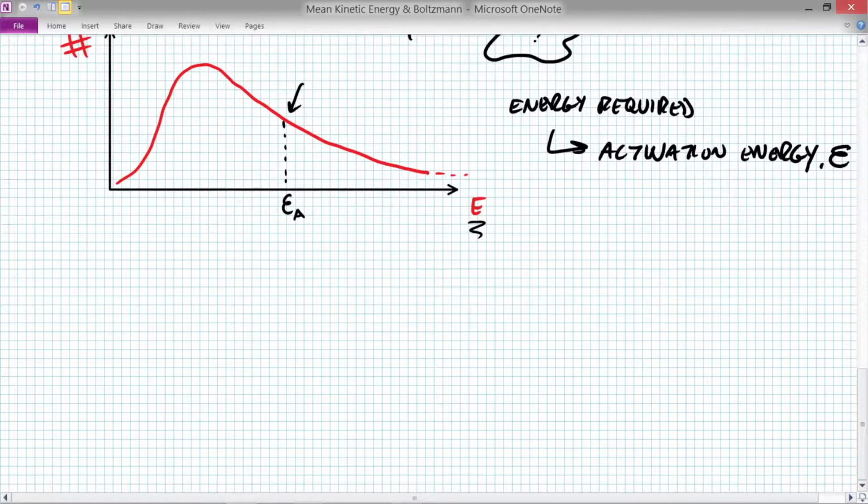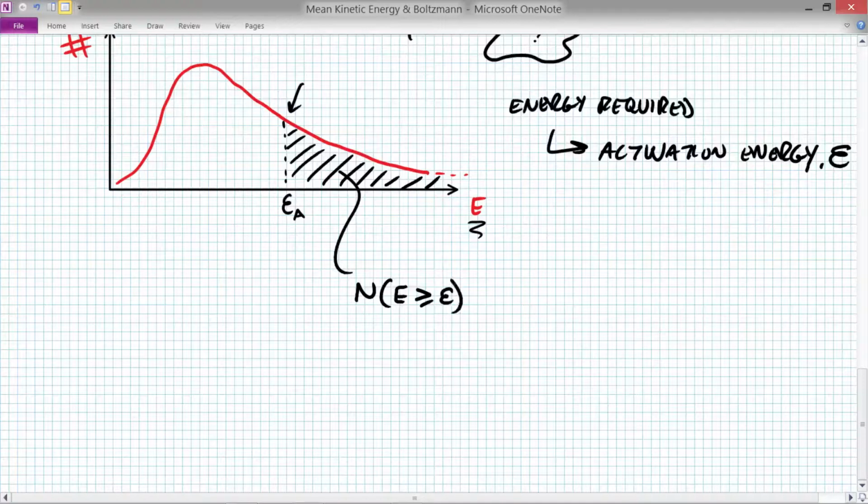And we can say now that we've got this set of particles on the right hand side of that line that can do this process. So this is my number of particles for which the energy is greater than or equal to the activation energy. These guys can evaporate. They absolutely can evaporate, which is good for them.